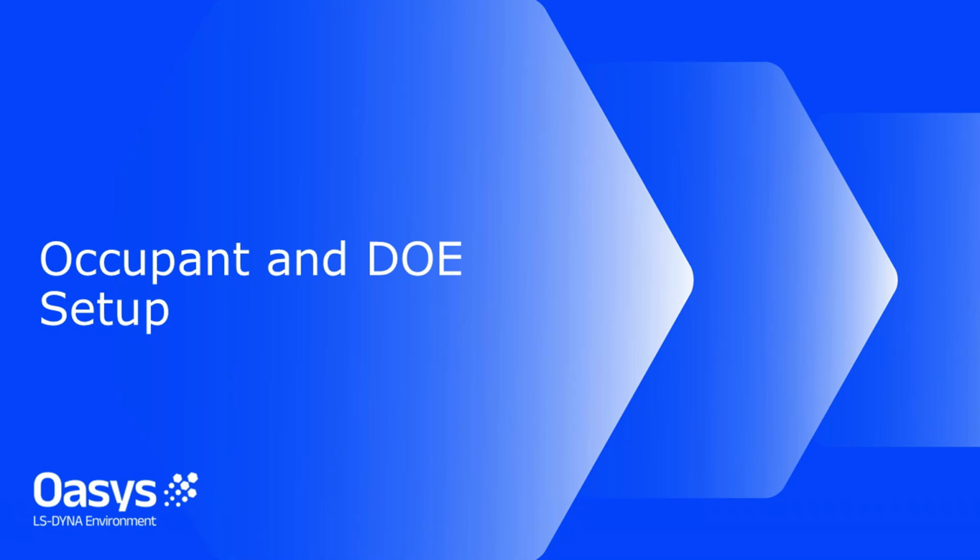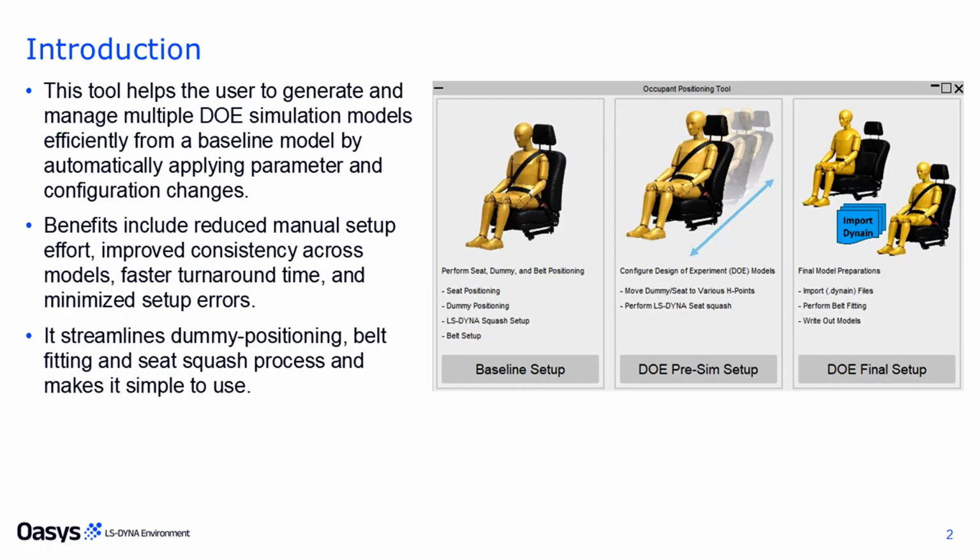In this burst, we will go through the Occupant and Design of Experiments Setup tool. This tool helps automate the creation and management of multiple occupant simulation models from a single baseline model. Instead of manually setting up each variant, the tool applies the required positioning and configuration changes automatically.